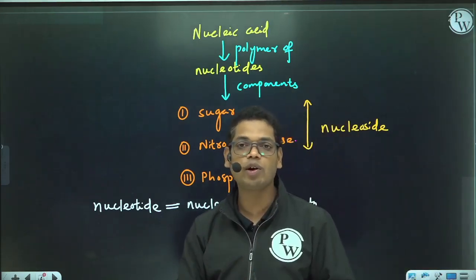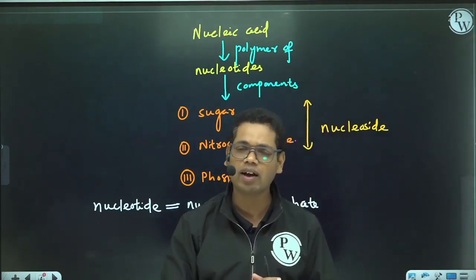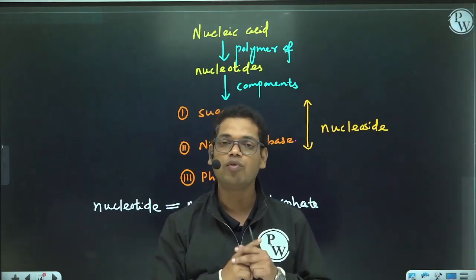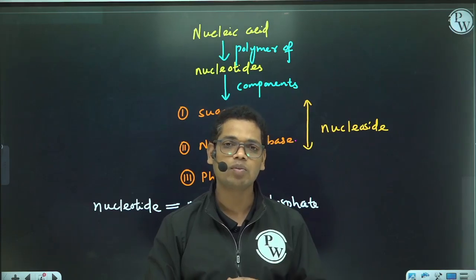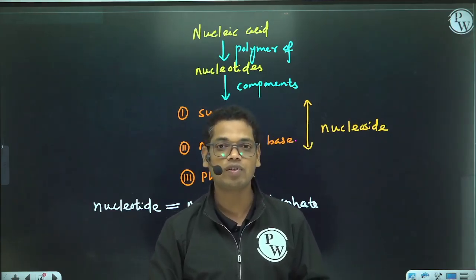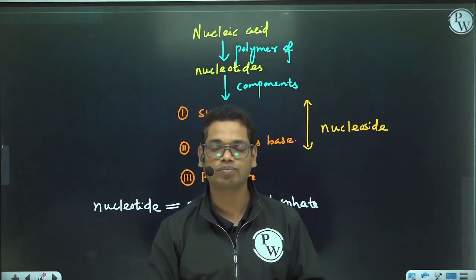And in a nucleotide, the number of phosphate can be 1 or 2 or 3. Depending on that, we classify nucleotide as nucleoside monophosphate, nucleoside diphosphate, or nucleoside triphosphate.